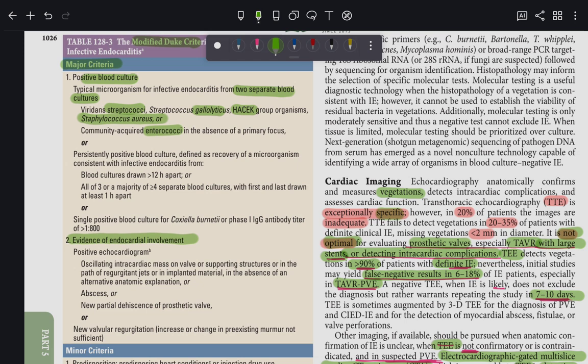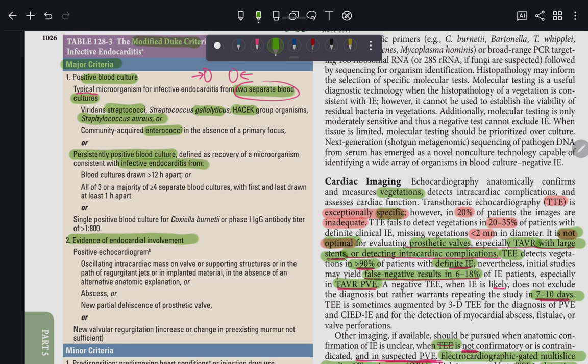So there have to be two separate blood cultures, and they should grow these typical organisms. Or the patient should have persistently positive blood cultures, defined as recovery of a microorganism consistent with infective endocarditis.